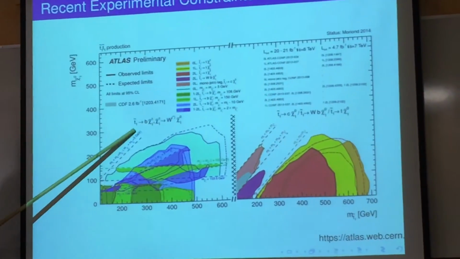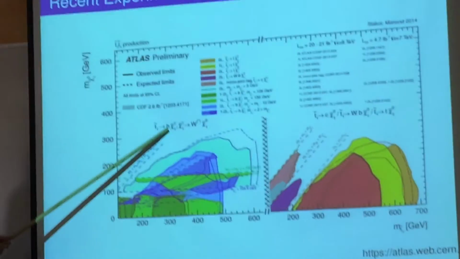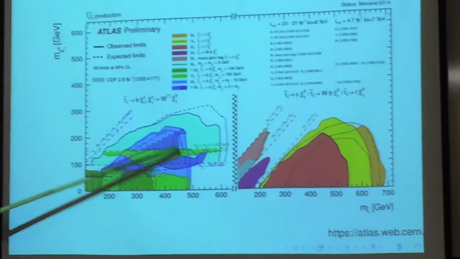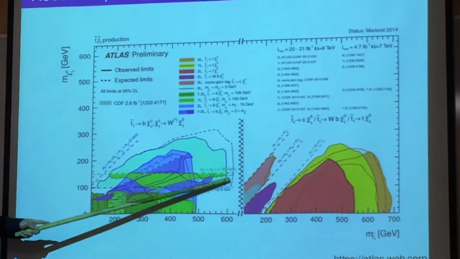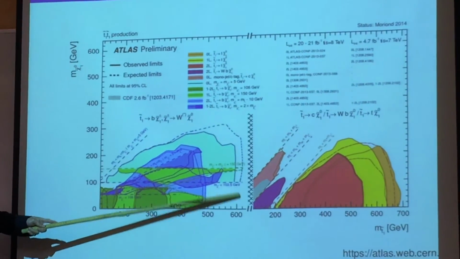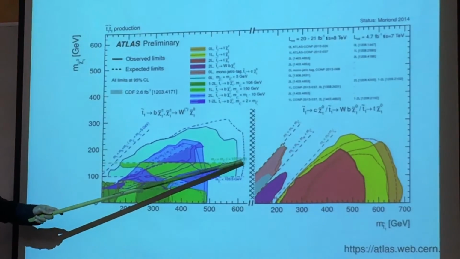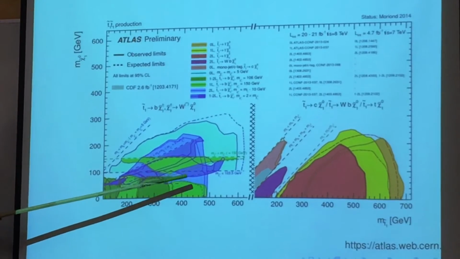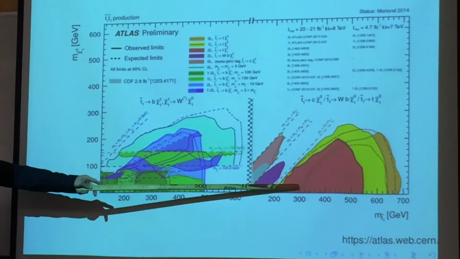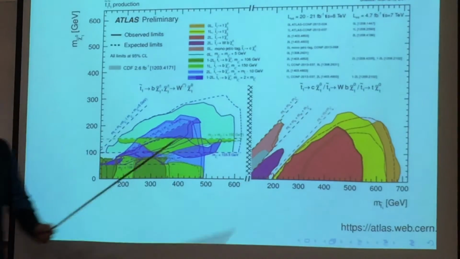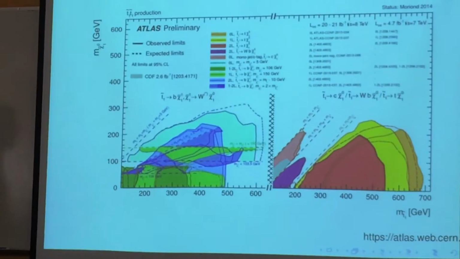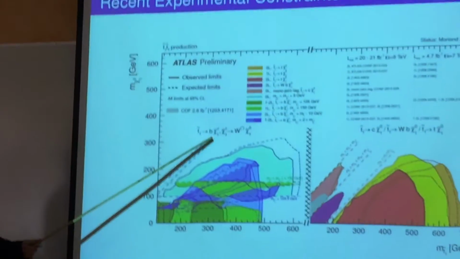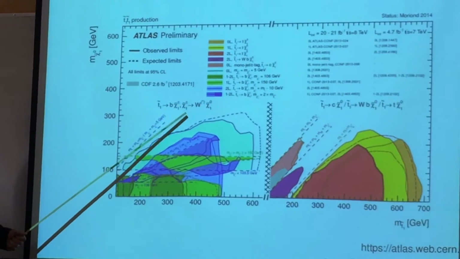So for this channel, the stop directly decays to b chargino. Here you can roughly see a mass around 600 GeV is being excluded. And for this channel, a stop mass up to about 700 GeV is excluded. But they make an assumption, that those are 100% decays.